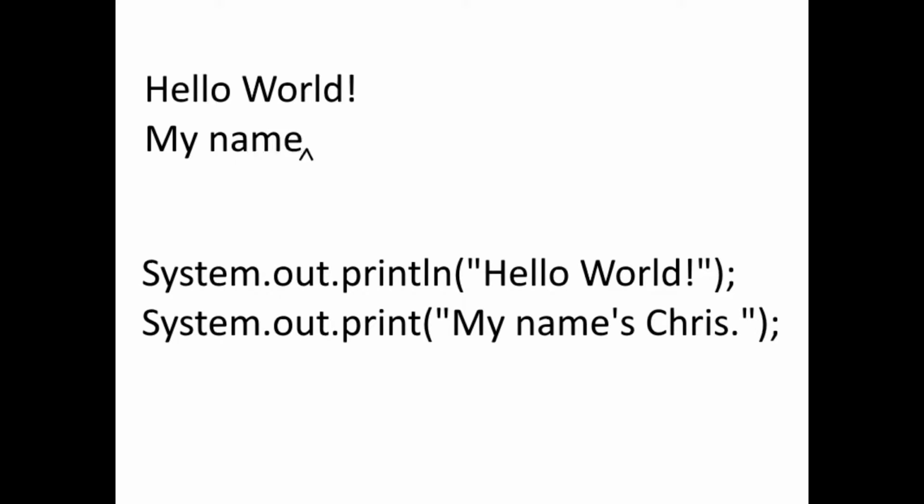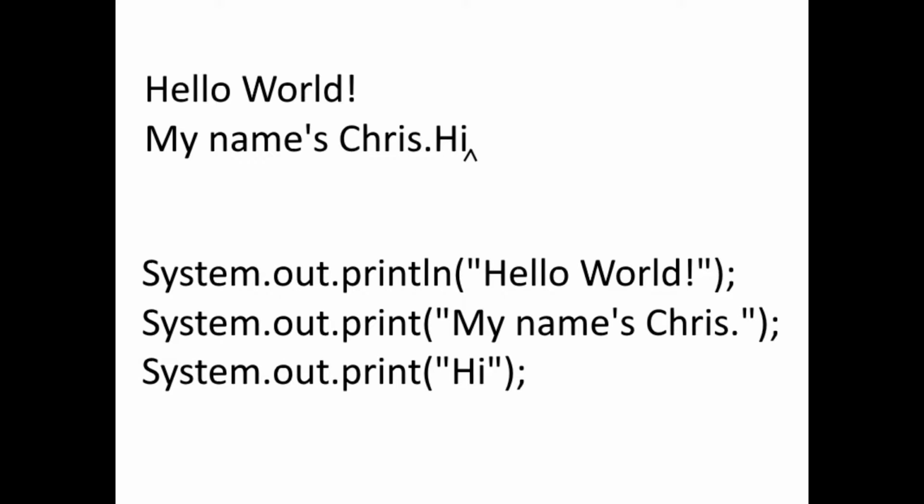The system.out.print command also prints your message like the println command, except it does not move the pointer to the next line after completing the message. This means subsequent print commands will print text on the same line until the println function is used.